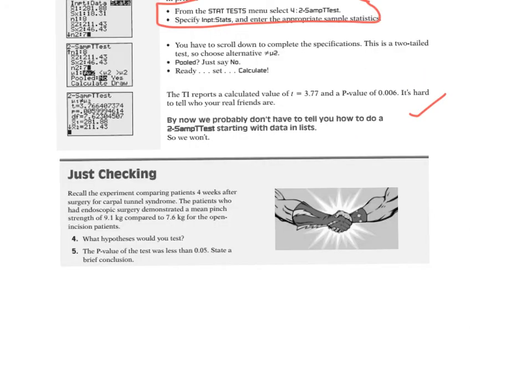Alrighty, hopefully that went okay. I'm going to have you read through the just checking scenario. I really like their superhero picture they have going on, basically because they're talking about grip strength. So they want you to check out what the hypotheses would be for two different grip strength scenarios. The patients are different. Notice that there's a difference between the two. And then it says the p-value was less than 0.05, and all you have to do is interpret that. So take a sec, try that out, and I'll have the answer for you.